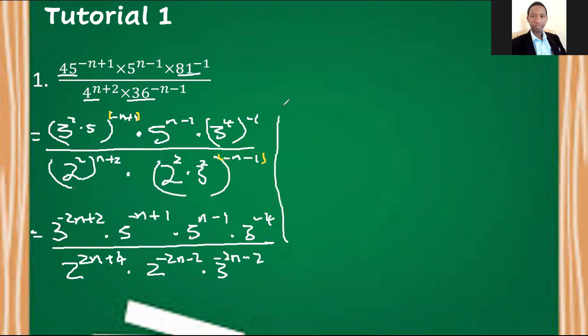Now, I'm just going to continue here. I can tidy up by grouping the 5s together, the 2s together, the 3s together. In other words, the same bases. I'm going to put the same bases together here. So let's start with 2 as the smallest base.